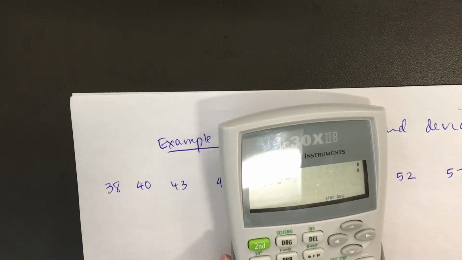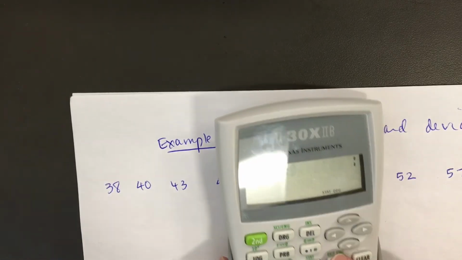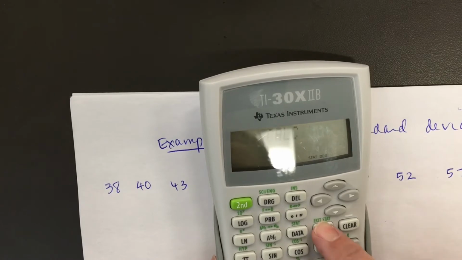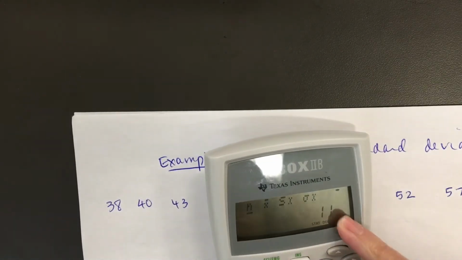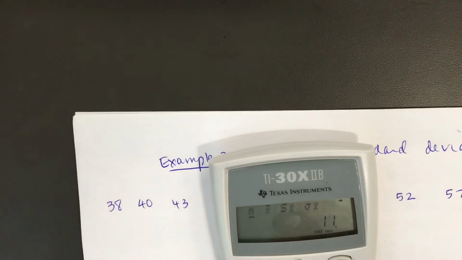Press Stat Var. It's next to the data key. And I get my calculations. The N is underlined, and it's showing 11 in the display. That tells me there are 11 data items. Hit the right arrow, X bar. X bar is the mean. That's 50. Hit the right arrow one more time, and here is our standard deviation.